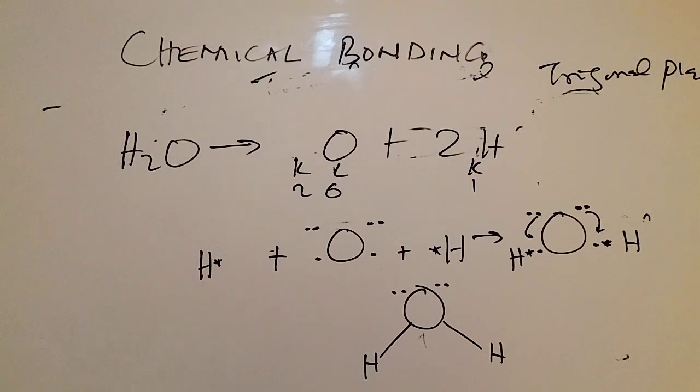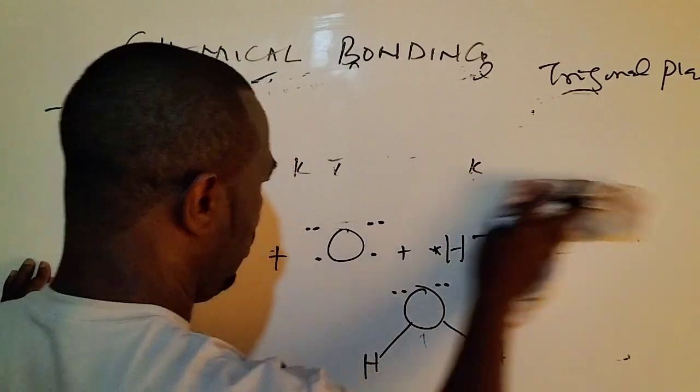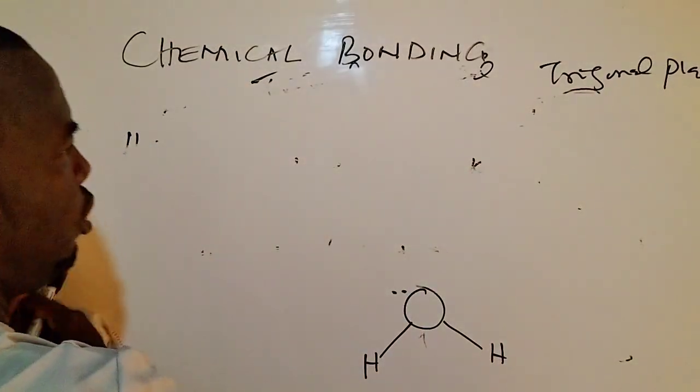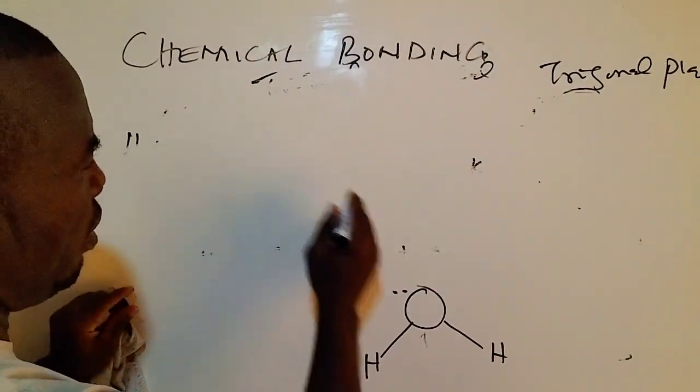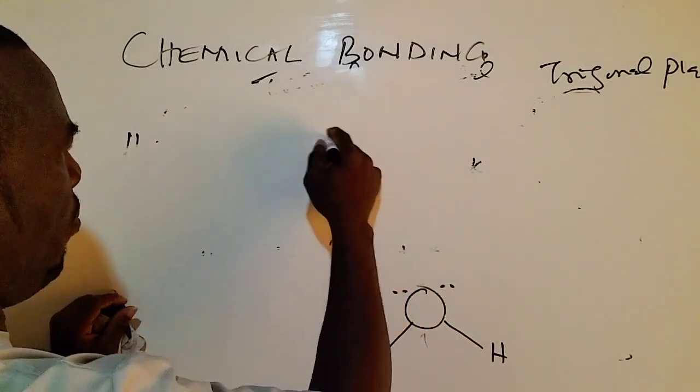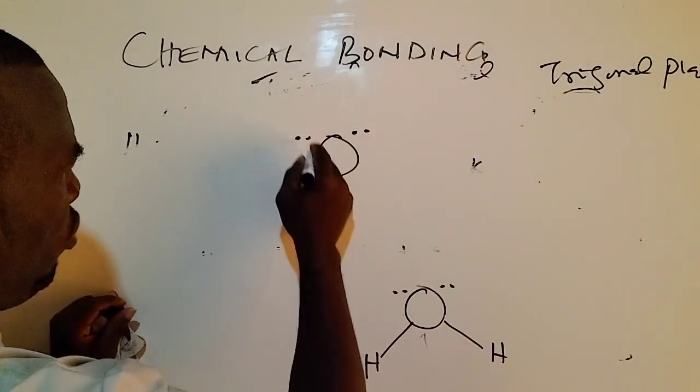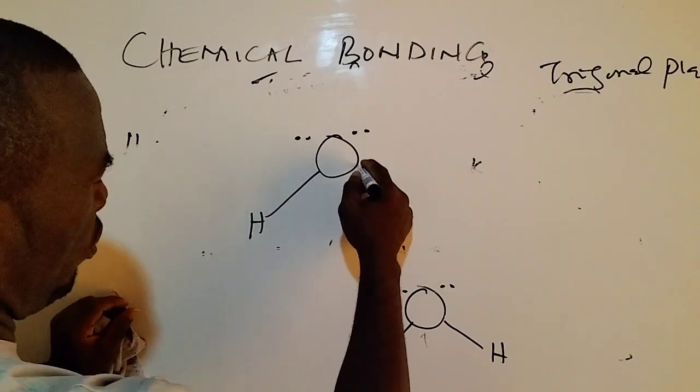So let's draw the structure up. Water has angular or V shape. Some people call it bent shape. So water has angular, V or bent shape. So this is the shape of the water molecule.